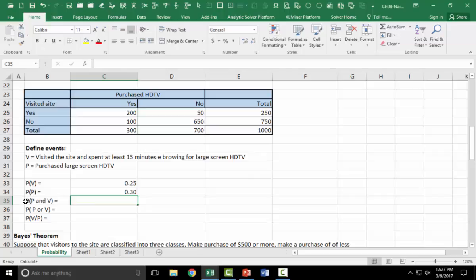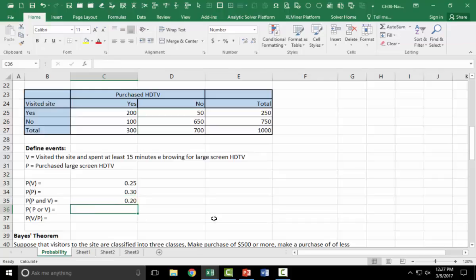Now the intersection of P and V, so P and V is that cell. So you can go that cell divided by the total. So that will give you the joint probability of P and V.